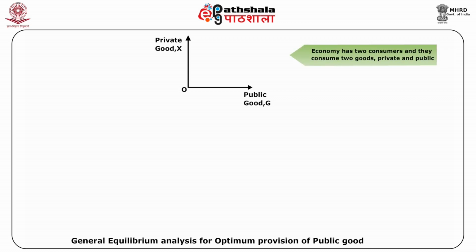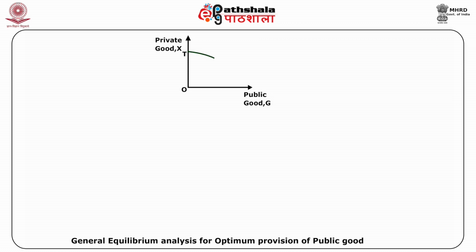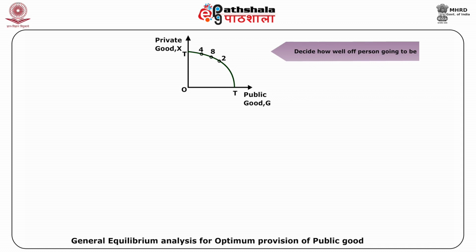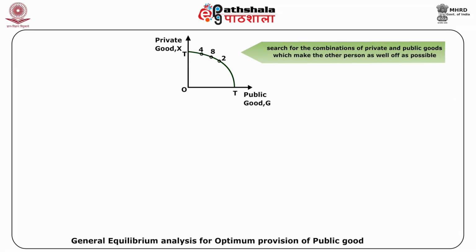Let us consider the general equilibrium for the provision of public goods. Assume that an economy has two consumers and they consume two goods, private and public. In the given figure, TT shows the production possibilities for the economy. All points on this curve show optimum or efficient combinations of private and public goods. Its slope is MRT, where G is public good and X is private good. To determine how resources should be allocated and what combinations of private and public goods should be produced, we use the Samuelson approach. Samuelson's approach is to decide first how well off a person or individual is going to be and then search for the combinations of private and public goods which make the other person as well off as possible.